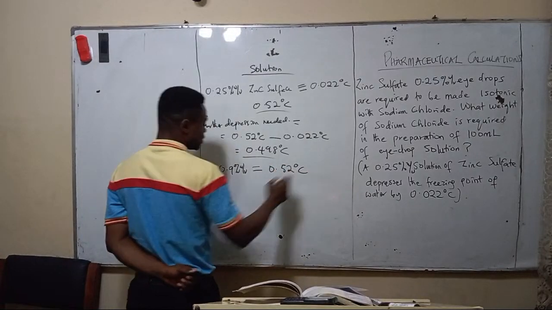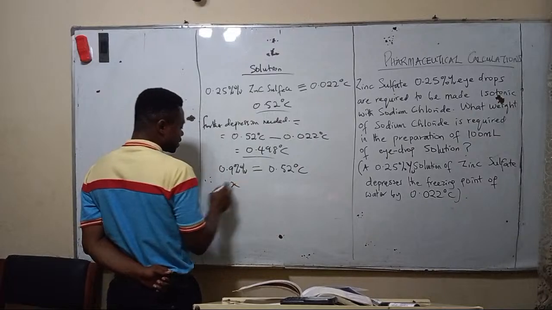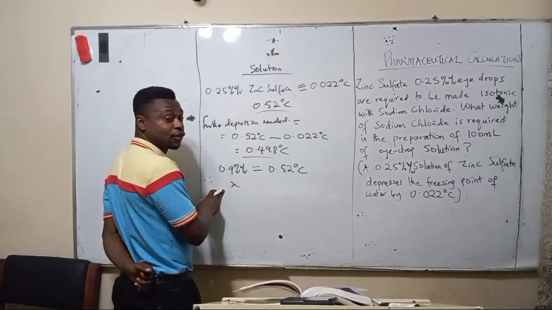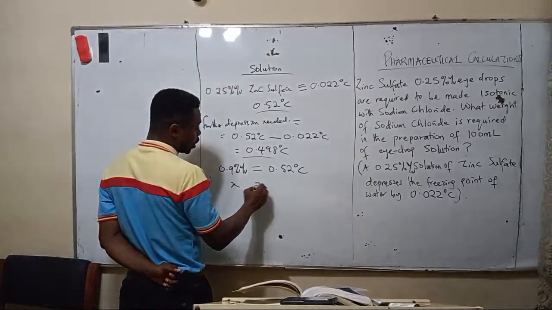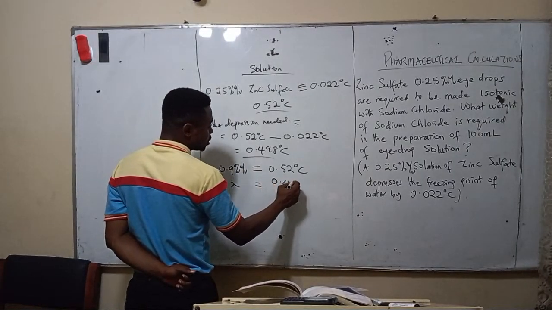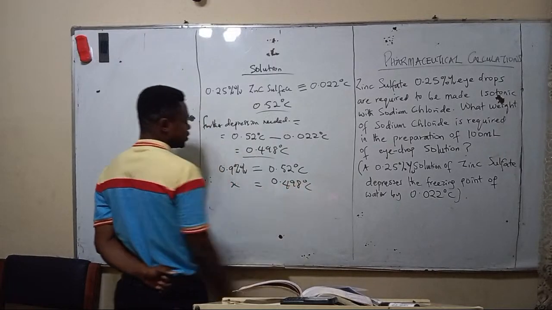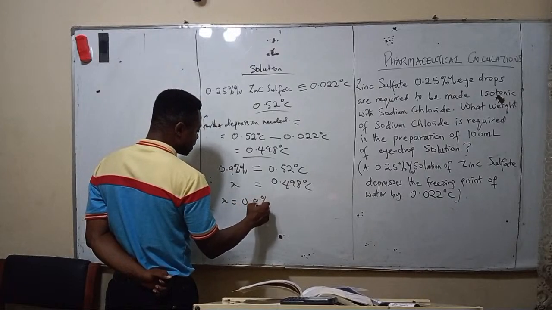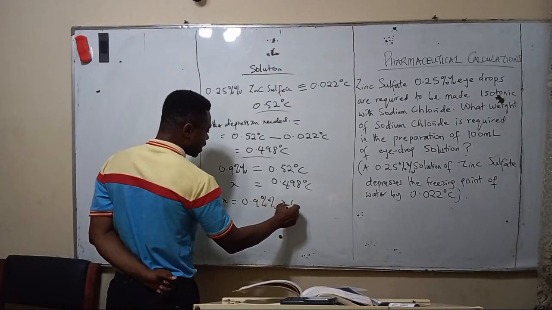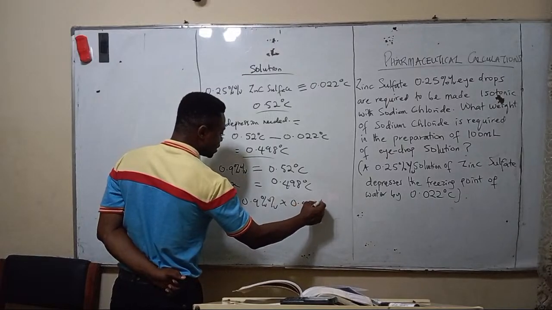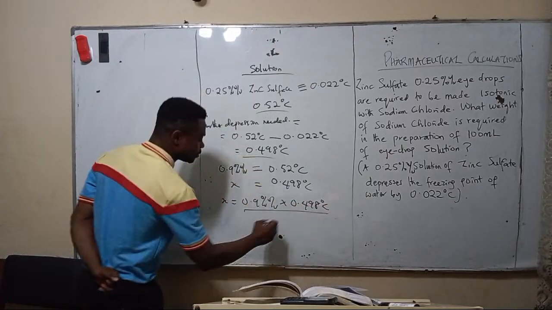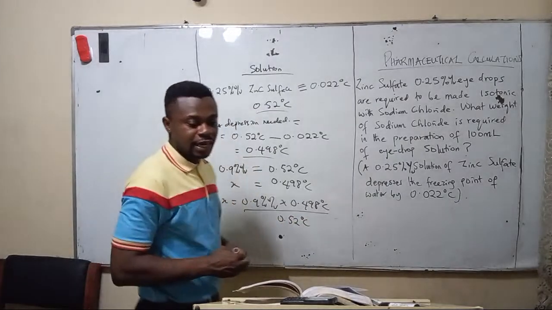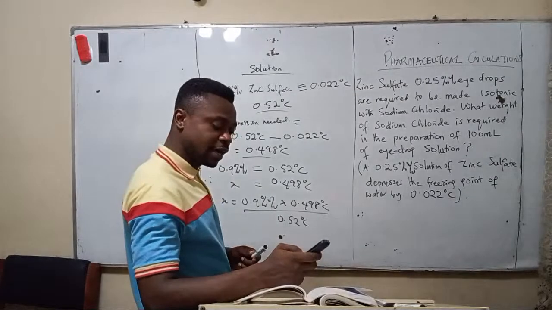0.52 degrees Celsius. Therefore, X percentage weight in volume of sodium chloride solution will cause freezing point depression of 0.498 degrees Celsius. Let's find this X. X is now equal to 0.9% weight in volume times 0.498 degrees Celsius all over 0.52 degrees Celsius. So if we cancel out, we have something like this.